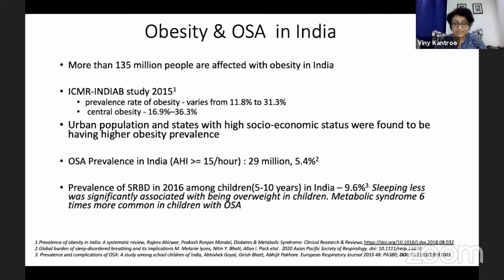Also in 2016, the prevalence of sleep-related breathing disorders in children, mind you, these are 5 to 10 year old small children, is much higher than in adults, amounting to about 9.6%. Now, these are alarming proportions, and these children were known to have associated overweight and obesity, and had metabolic syndrome-like features 6 times more common than other children.